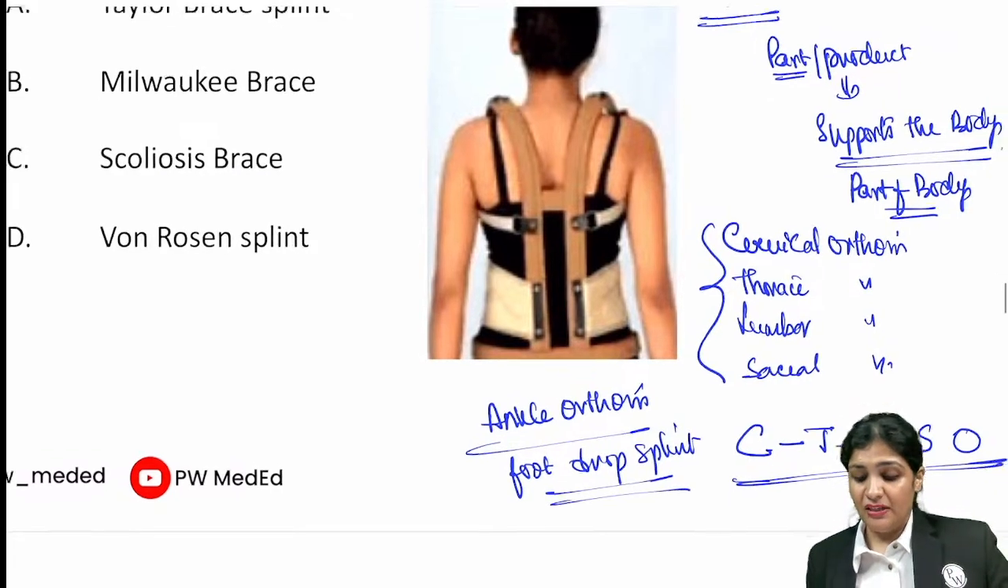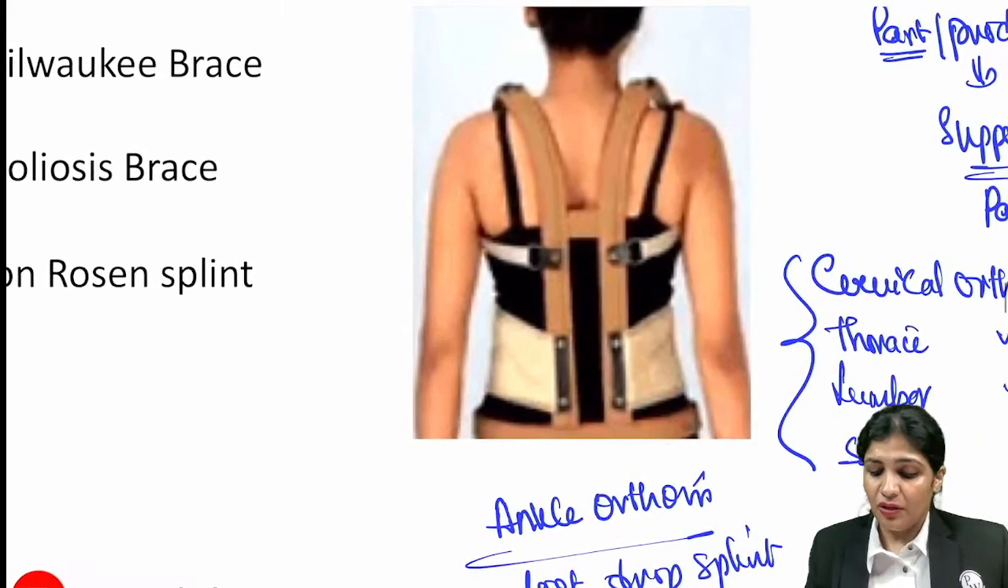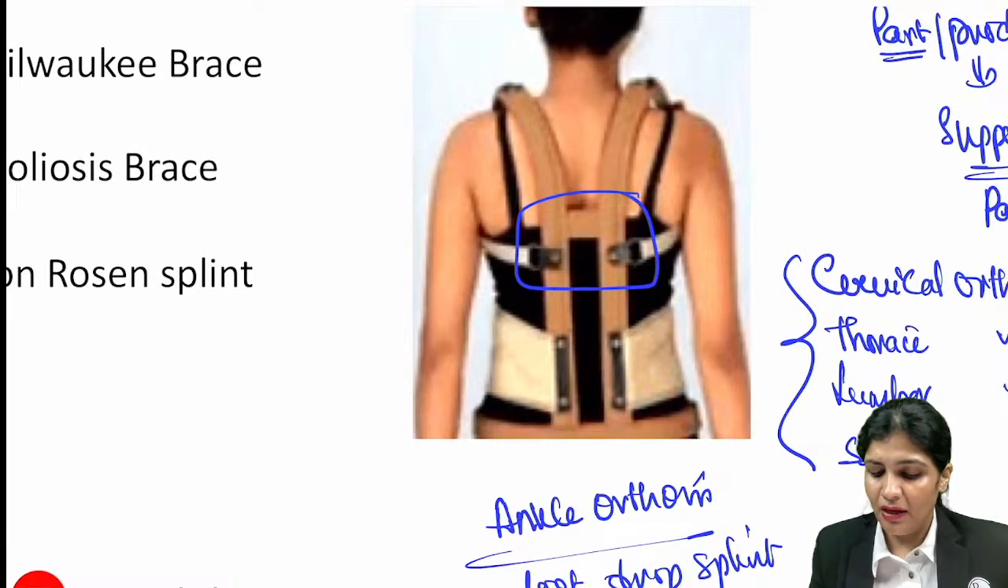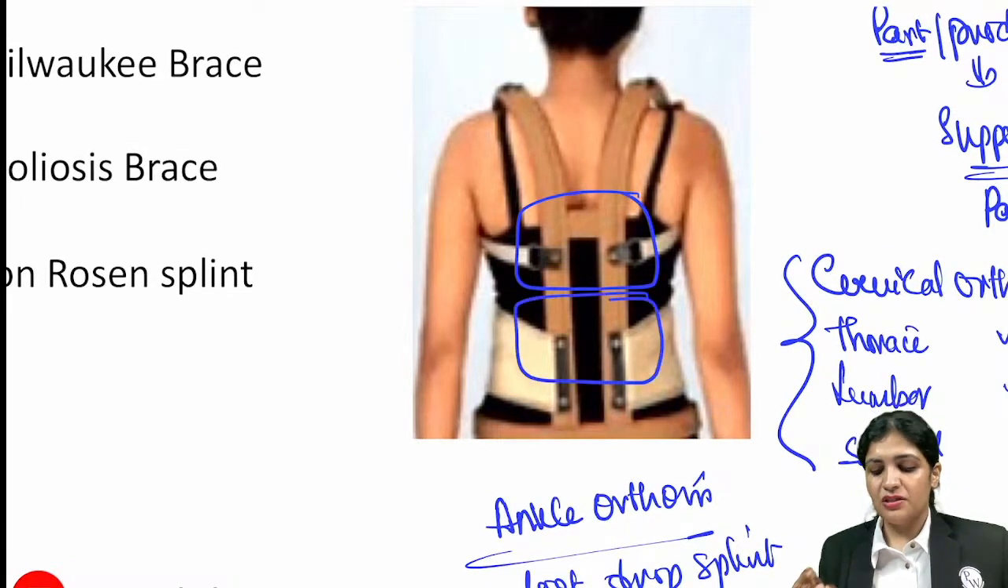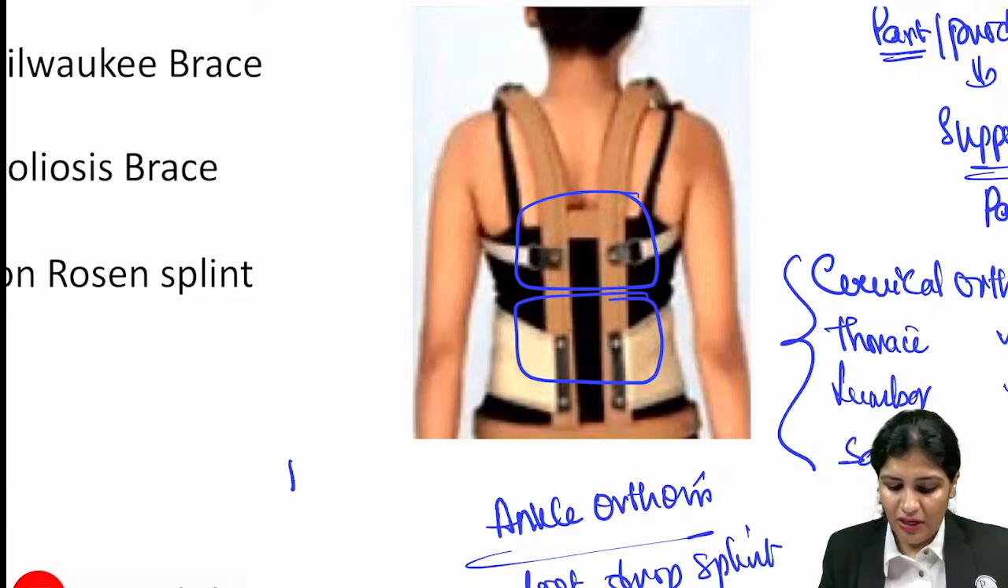So here if you see, this is supporting the thorax, right? So here it is supporting the thoracic vertebra and the lumbar vertebra. So this is your thoracolumbar orthosis.